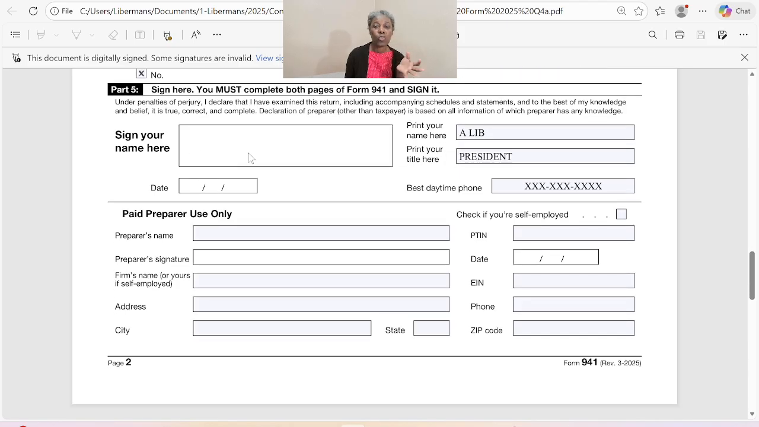Part 5, who should sign this form? You put your name, your title in the business, your phone number, and when you print the form out, you sign it, you date it, and you make a copy for your business record.